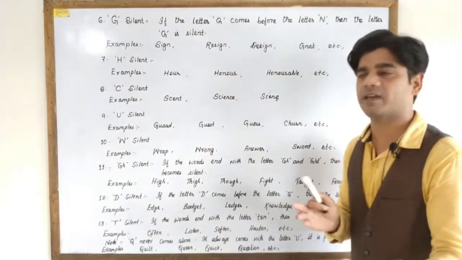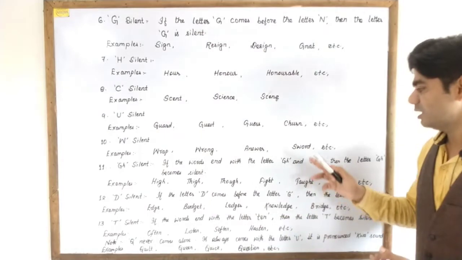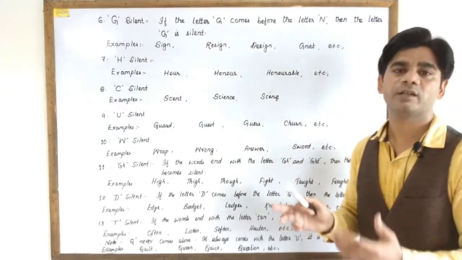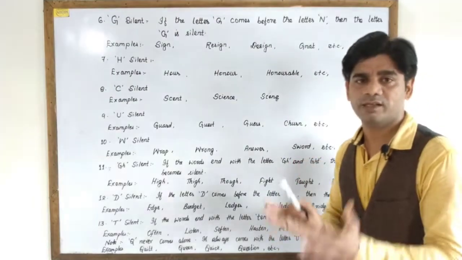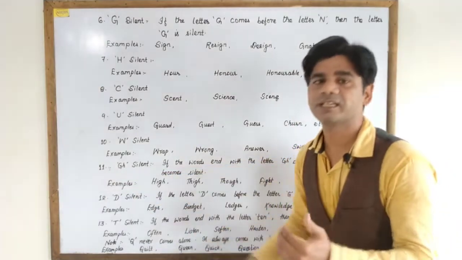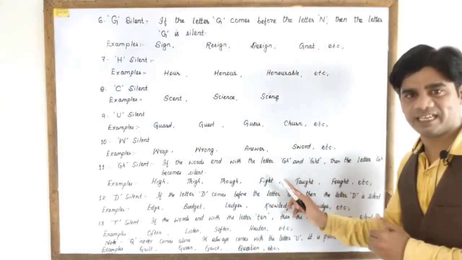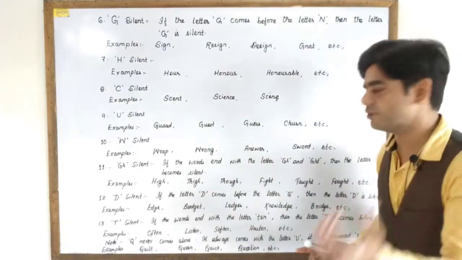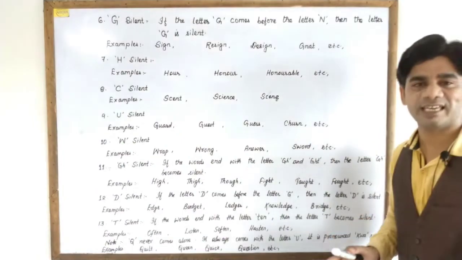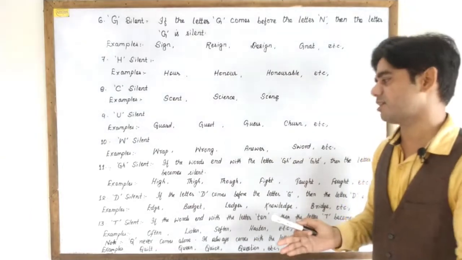Now another example we have is A-N-S-W-E-R, answer. Now the next example we have is S-W-O-R-D, sword. So now we have understood about W silent letter. Now the next silent letter we have is G-H silent letter. When or if the words end with the letter G-H and G-H-T, then the letter G-H becomes silent. So we will understand this with some examples.